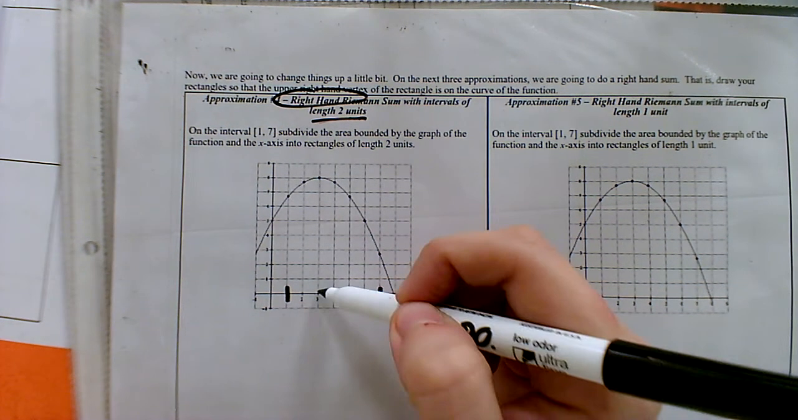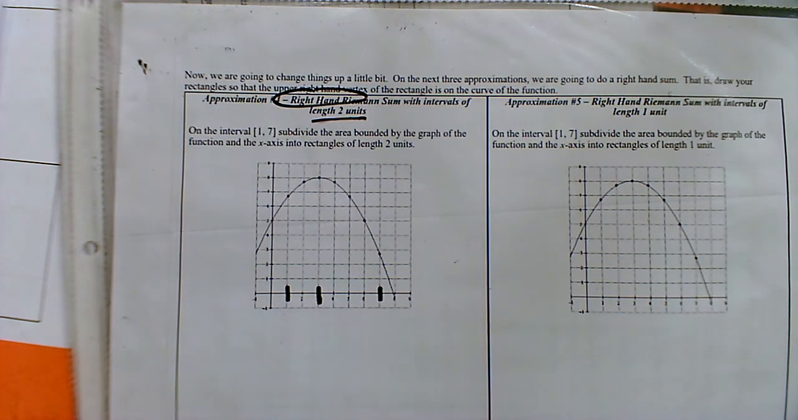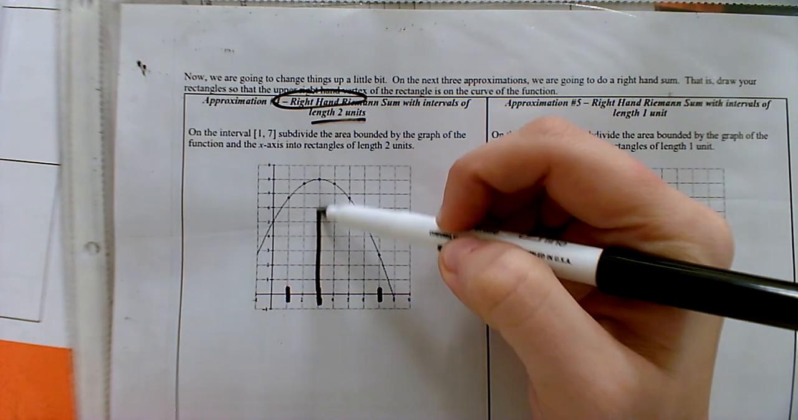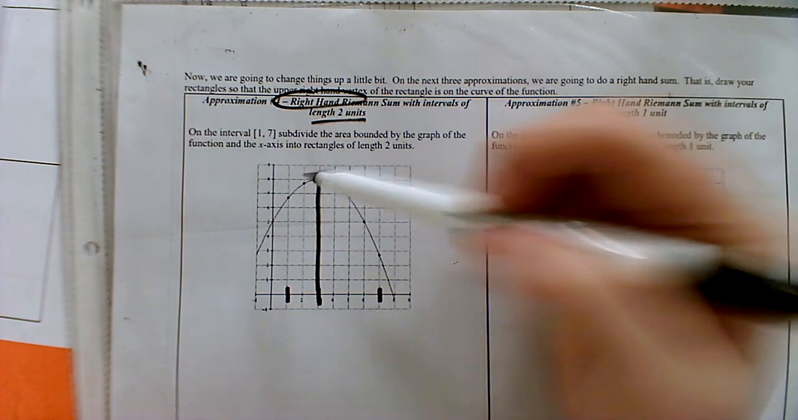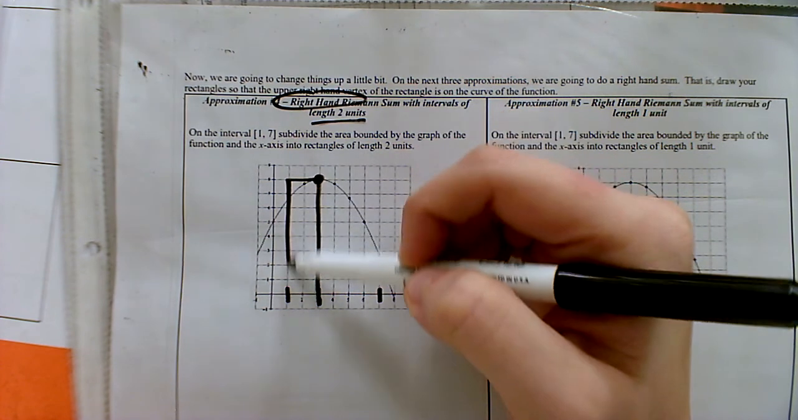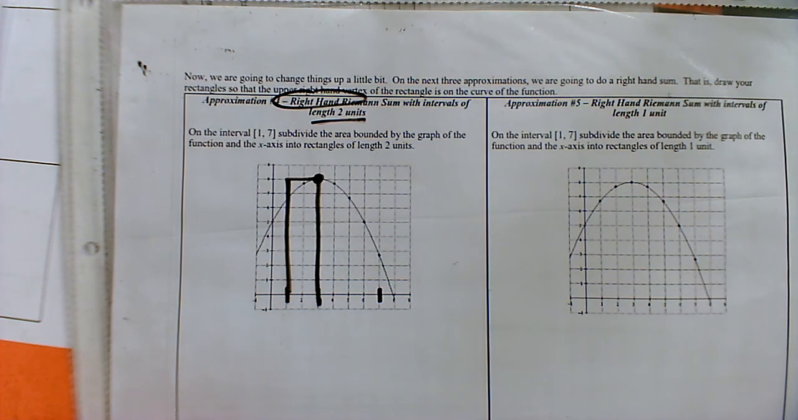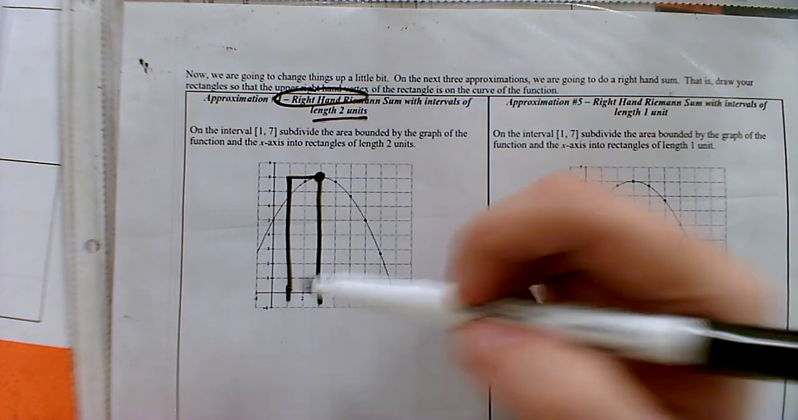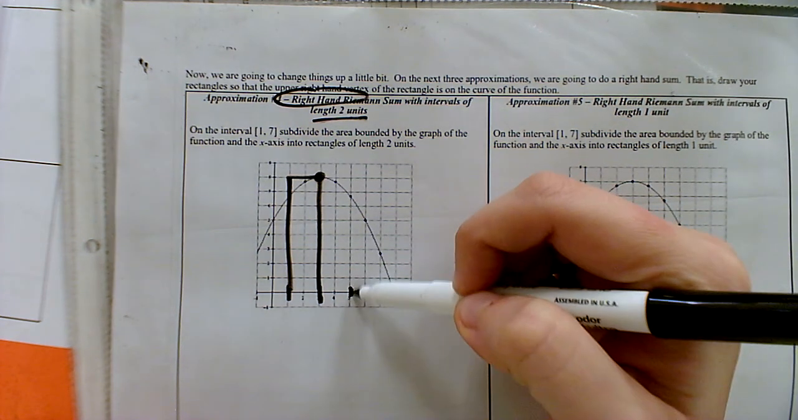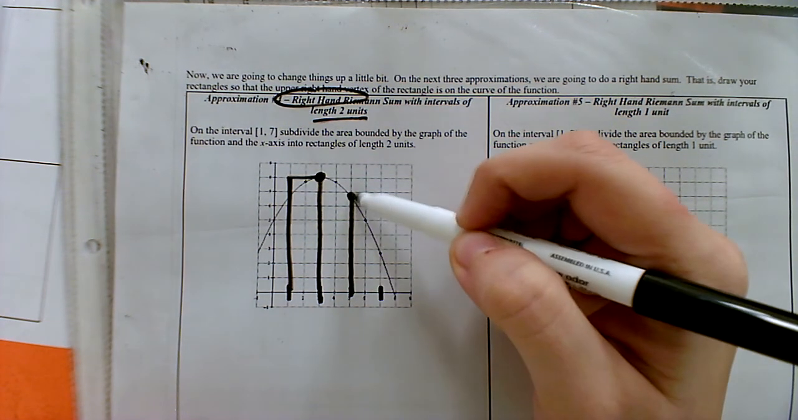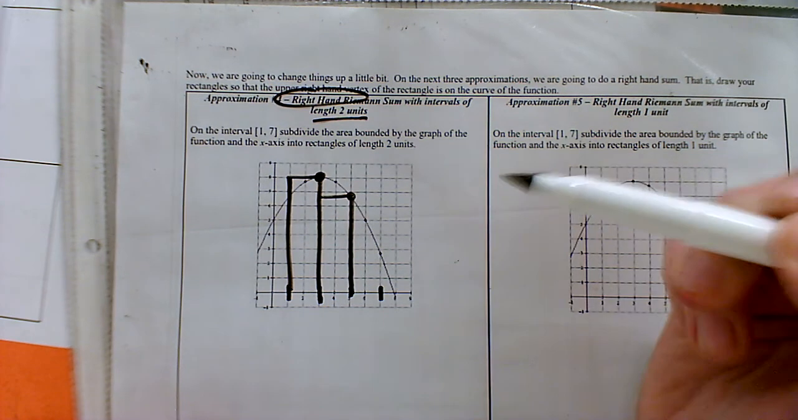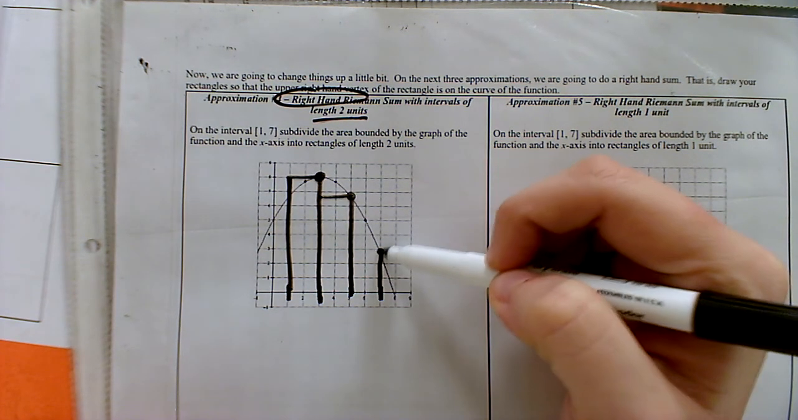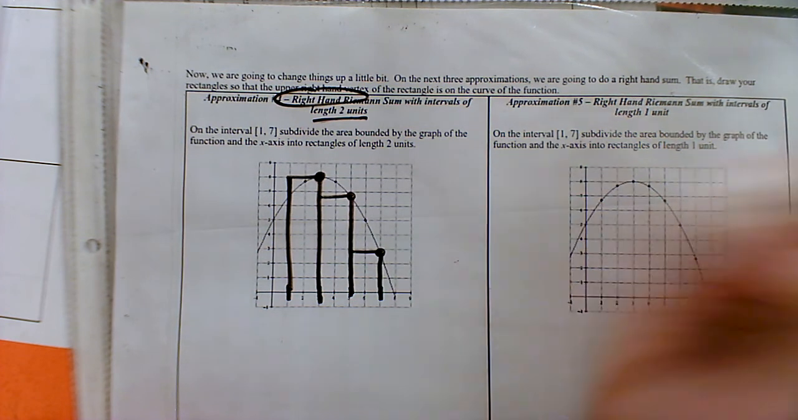Our first rectangle is going to go from 1 to 3. Now, since this is a right-handed Riemann sum, we're going to trace up the right side of this rectangle, make our dot, go to the left, and then back down. Next one we go from 3 to 5. Trace up 5, make your dot, go to the left. Last one, trace up 7, make your dot, go to the left.